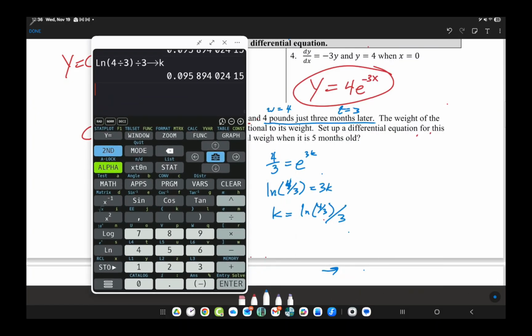So now we have at 5 months old, W is equal to 3e^(k times 5), and that's what we can plug in. We can actually plug that into our calculator as it is. So 3, second exponent, k times 5. And we get W is approximately 4.846 pounds.